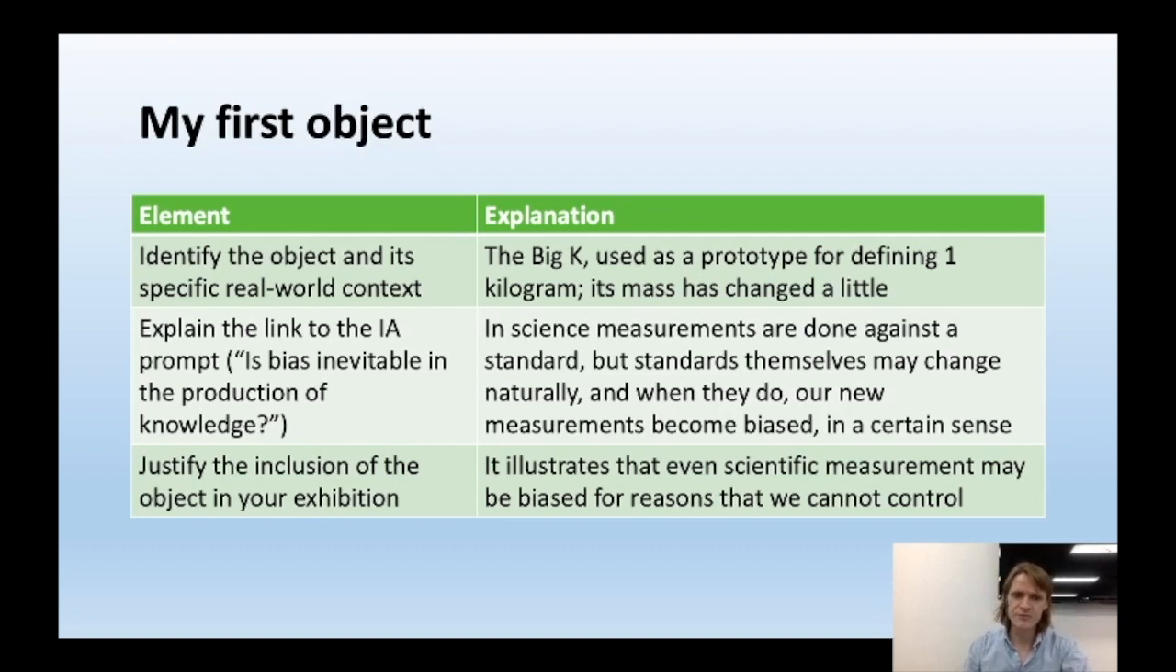And how do I justify the inclusion of the exhibition in my object? Well, I can say that this... I did just say inclusion of exhibition in my object, obviously meant inclusion of objects in my exhibition. I can say that it illustrates that even scientific measurements may be biased for reasons that we cannot control. That last part here is really important. So bias is inevitable because the big K will change its mass whatever I try to do to prevent that from happening.